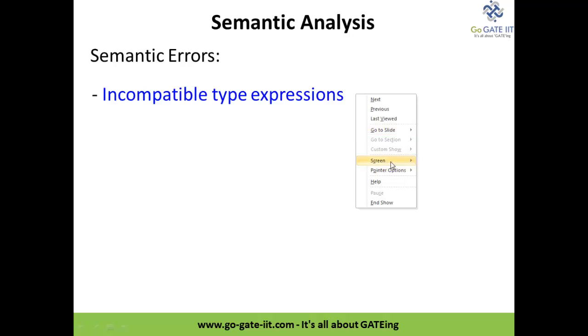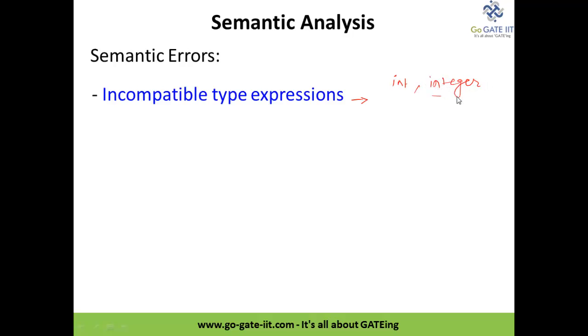Let's make use of the marker here. What does incompatible type expression mean? Say, for example, you are using int in your program. It is a very common type used across programming languages, for example C, C Sharp or C++. Instead of int, you are using the word integer. This complete keyword is not recognized by any of the programming languages as far as I understand.